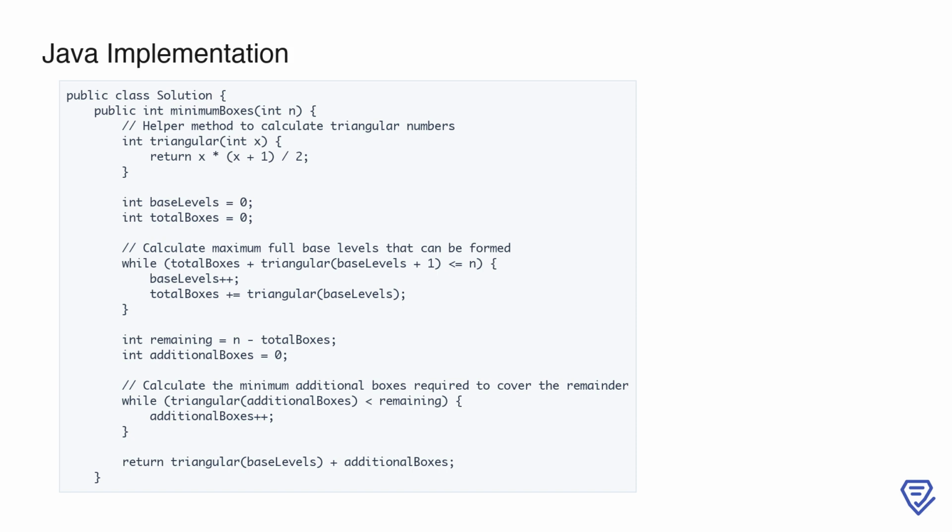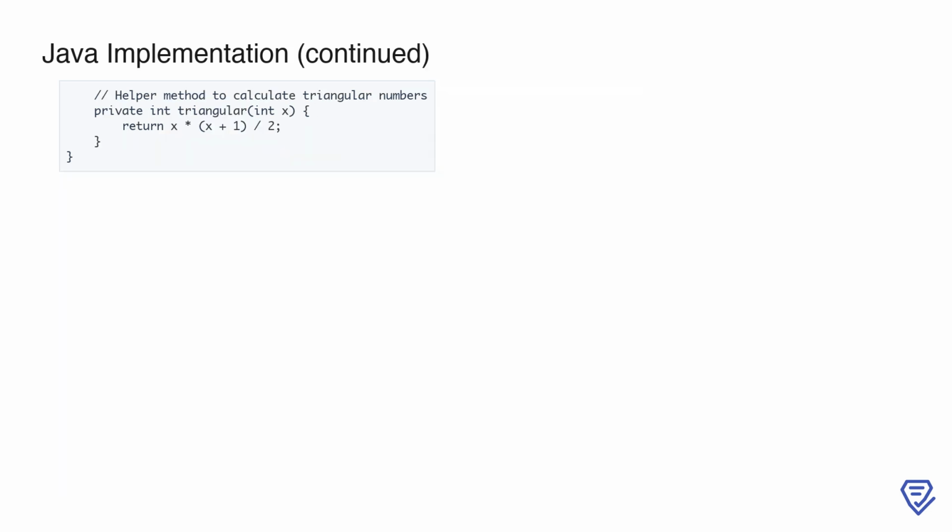Finally, we introduce additional_boxes, which will count the extra boxes needed to cover this remainder. To determine the minimum number of additional boxes required, we use another while loop. This loop checks if the triangular number for the current additional_boxes is less than the remaining boxes. If so, we increment additional_boxes until the condition is met.